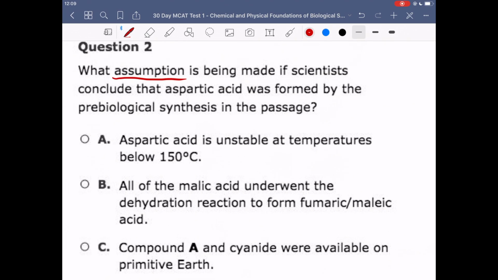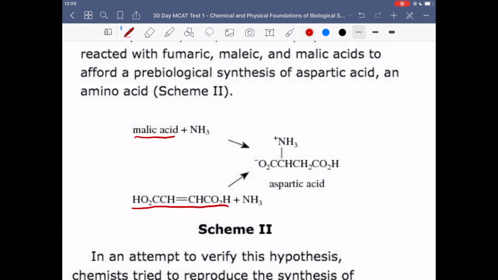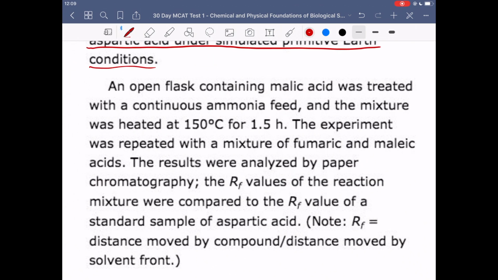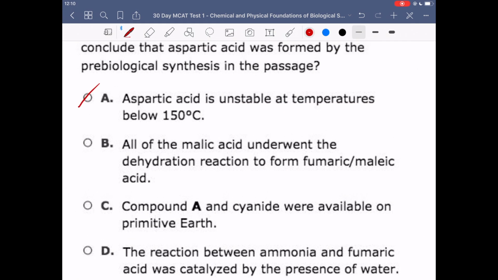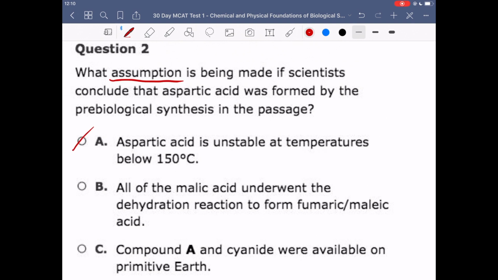Option A is saying aspartic acid is unstable at temperatures below 150 degrees. No, the experimenters, it says at the end, final paragraph, that they did heat the mixture for 150 degrees, but this is most likely because they're trying to simulate how high the temperature was under primitive conditions. They're not just saying aspartic acid is unstable at those temperatures.